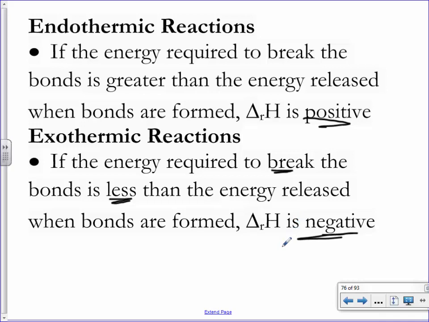Let's say it takes 5 kilojoules to break the bonds. But then when you put new bonds back together, you get back 10 kilojoules. Well, start with 5, but then get back 10. If you think of it like a business, maybe in a way, your startup costs are 5, but then your revenue is 10, so you've made a grand total of 5, so then it's exothermic.